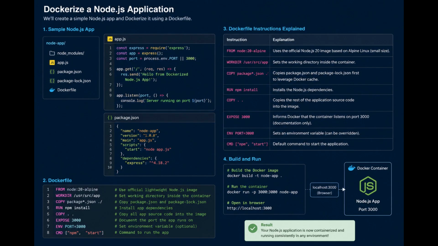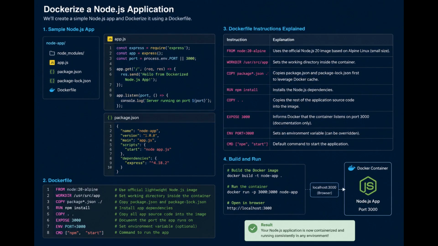Next, we have package.json. This file contains metadata about the project along with all the dependencies required for the application. It also defines scripts like npm start. The package-lock.json file stores the exact dependency versions. This ensures consistency across installations so that every environment uses the same package versions. And finally, we have the Dockerfile, which is the most important file for containerization. Now let's break down the Dockerfile instruction by instruction.